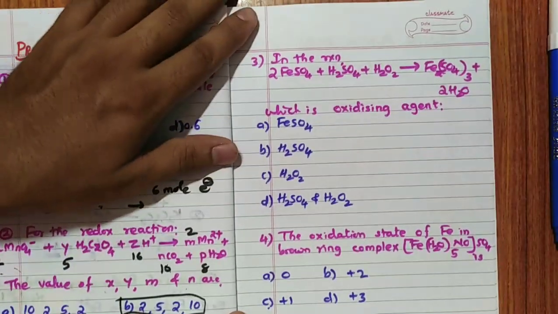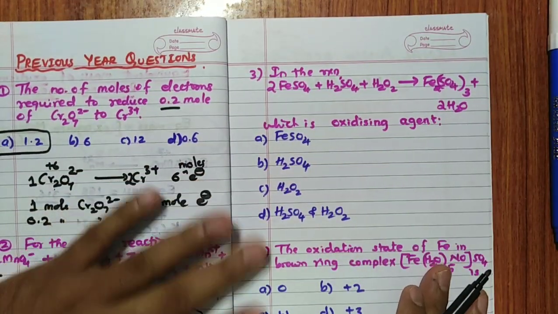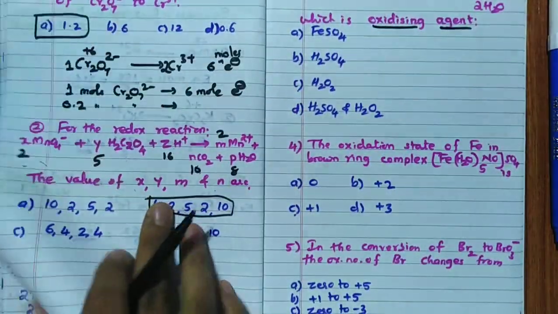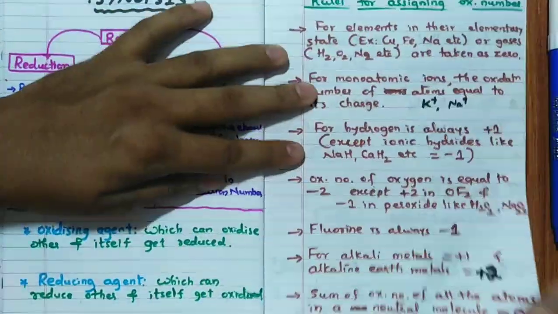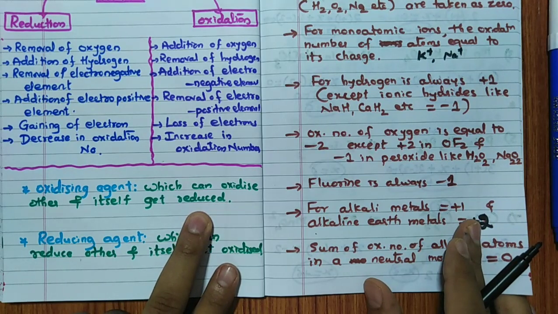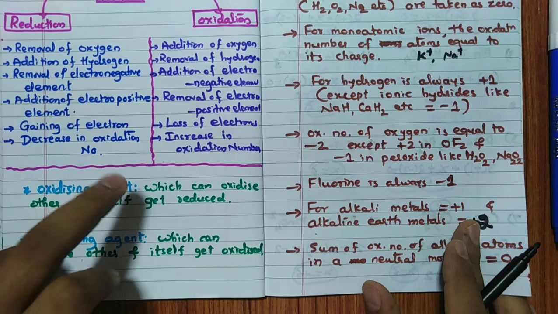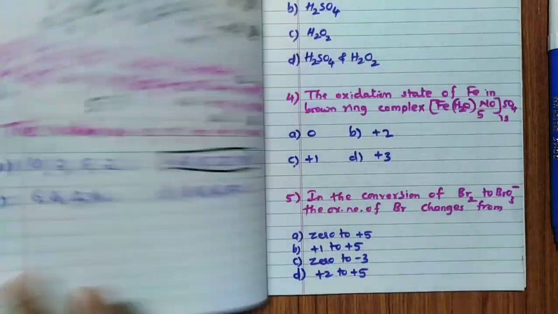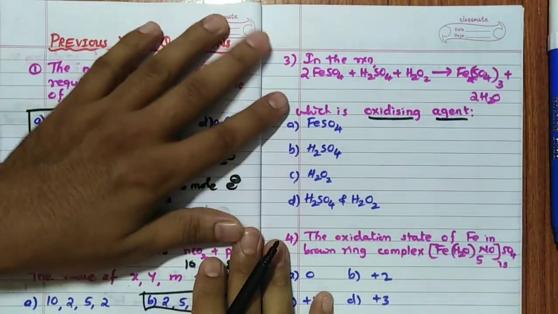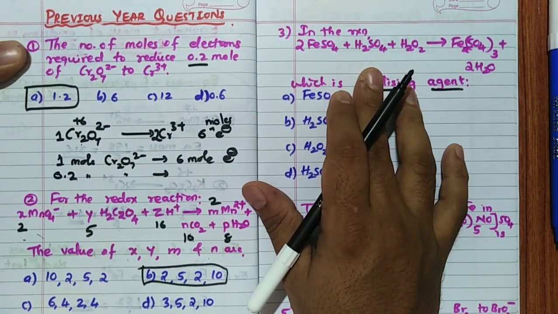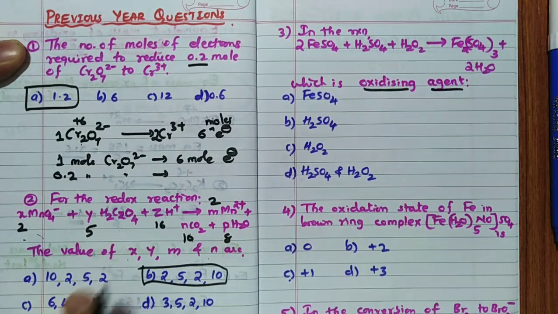Now, in this case, which is the oxidizing agent they are asking. How to identify? See, the oxidizing agent is the one that itself undergoes reduction. You have to see in that compound whether any element undergoes reduction or not. Now, there is a possibility. We will learn that sulfuric acid is an oxidizing agent, hence we think that generally sulfuric acid is the answer for oxidizing agent. Wrong. See, calculate oxidation state.